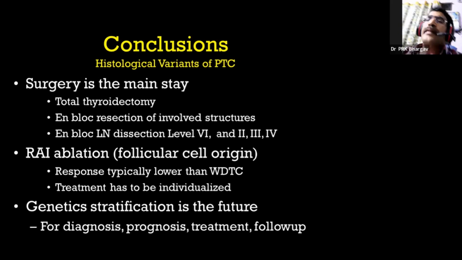Surgery is the mainstay, that is total thyroidectomy with en bloc resection of the lymph nodes, usually therapeutic lymph node dissection. No need for prophylactic. In spite of these variants, unlike MTC, we don't need prophylactic lymph node dissection. Usually, therapeutic lymph node dissection suffices with the present data which we know. Now, radioiodine ablation: only in follicular variant does it have a good response, because of better differentiation probably.